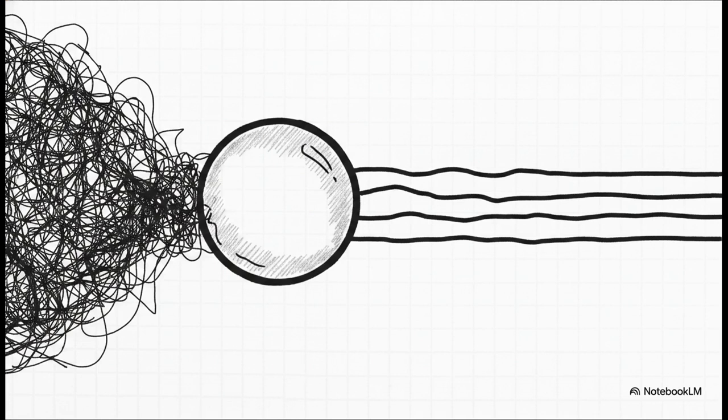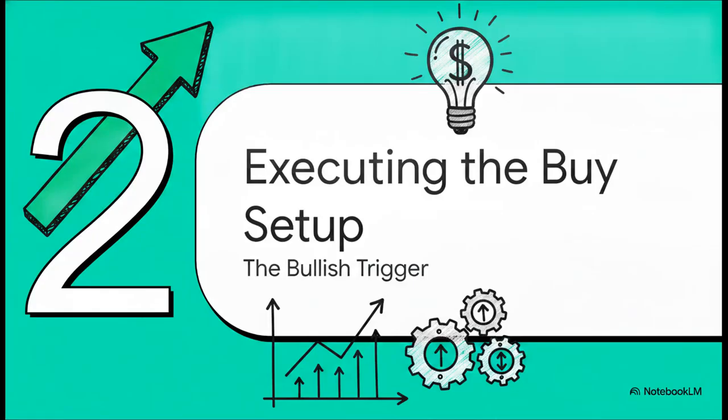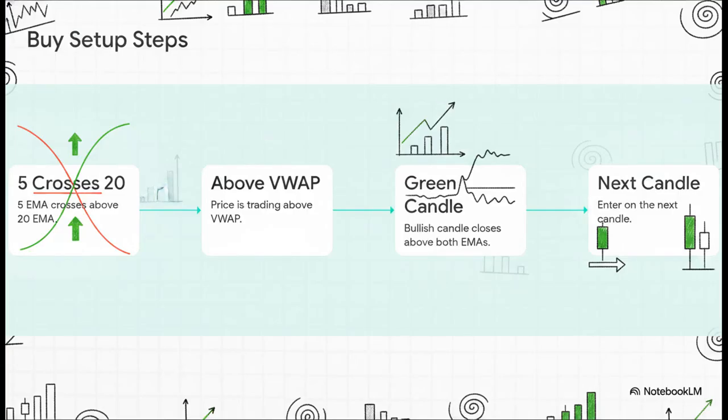Think of these 3 indicators as your essential visual tools. They're going to filter out the market noise and give you a crystal-clear lens through which to view that 3-minute time frame. If it's not one of these 3 lines or the price itself, it simply doesn't matter to this system. Moving on to Section 2, executing the buy setup. The bullish trigger. Now we're getting into the precise anatomy of a perfect bullish trade.